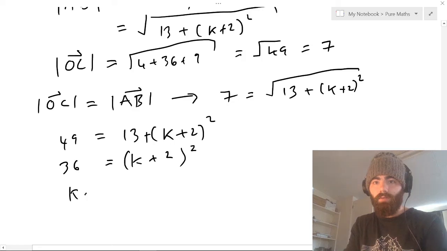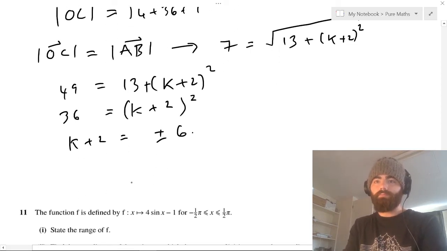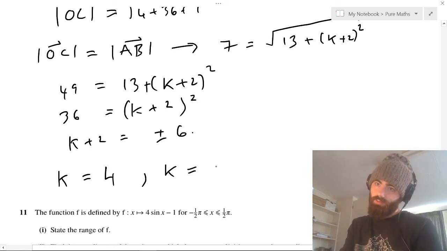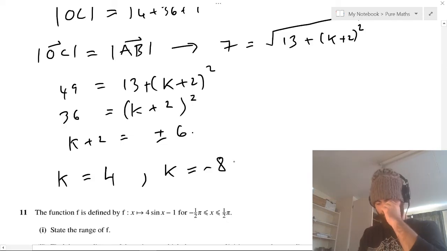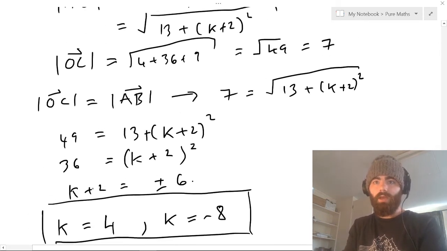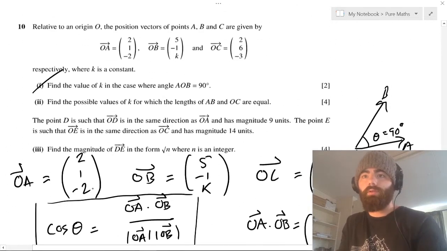So you get k plus 2 equals plus or minus 6, which gives us k could equal 4, or k could equal minus 8. And that's your answer.